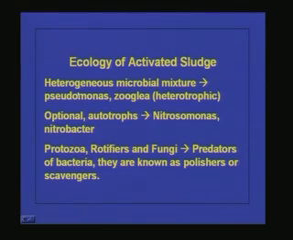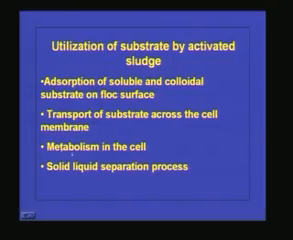So, what the protozoa do is eat away the discrete microorganisms or discrete bacteria present in the system. In a way, they are polishing the effluent coming out of the secondary sedimentation tank. That is why they are known as polishers or scavengers. So, the presence of protozoa is also an advantageous thing for the activated sludge process to increase efficiency.